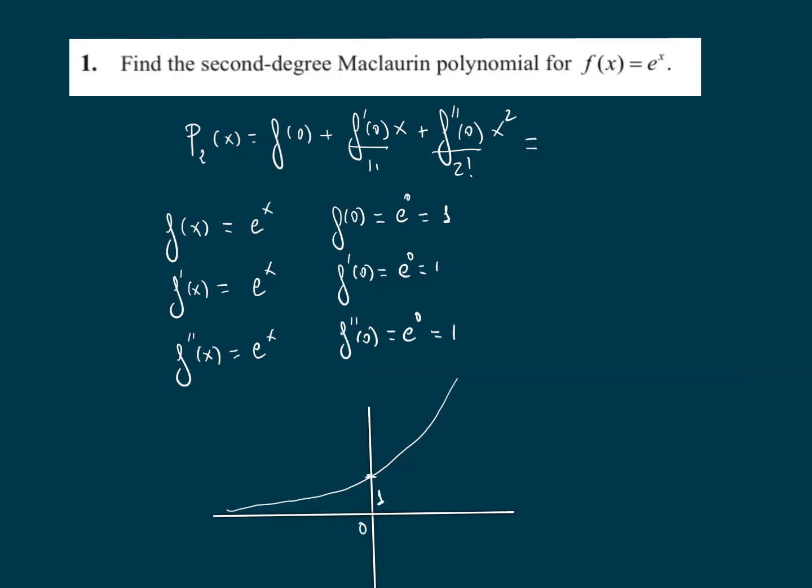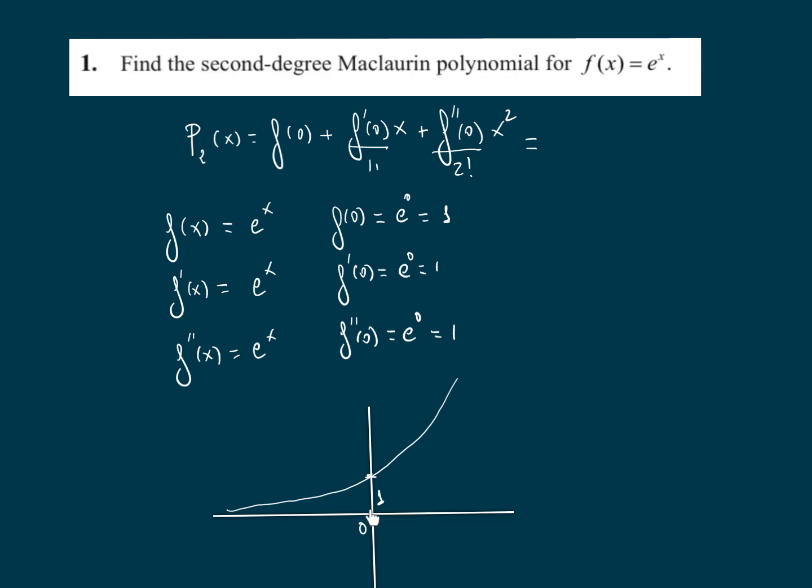So the first problem says, find the second degree Maclaurin polynomial of the function e to the x. Okay, the function e to the x is this function. At x equals 0, the function is 1. And it says arrive to the second degree, to the x squared term. And it says the Maclaurin polynomial, so it's centered at x equals 0.